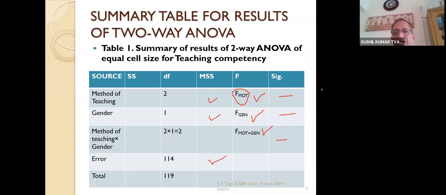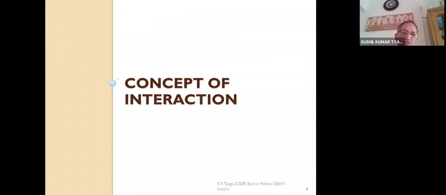But now we come to the concept of interaction. As I told you, the distinctive feature of two-way ANOVA is interaction between two factors. Therefore, the crux, or bone, of this test is the concept of interaction. So I will be discussing it in a bit of detail. What is interaction?